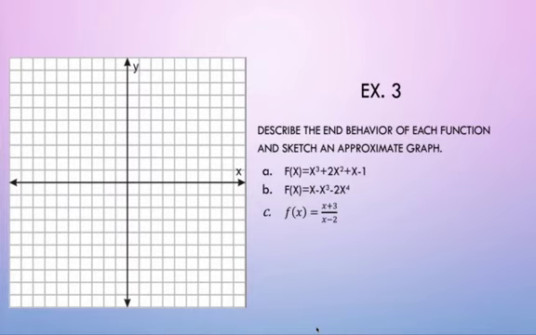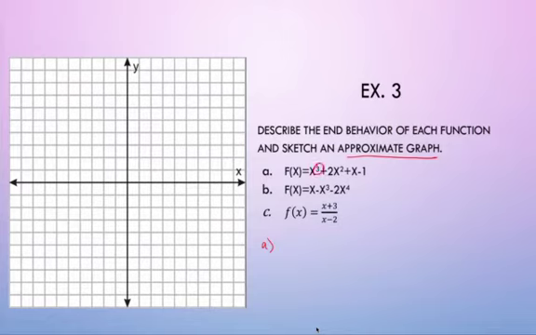Describe the end behavior of each function and sketch an approximate graph. So for A, x cubed plus 2x squared plus x minus 1. And when I say approximate graph, we're going very approximate here. I don't feel like actually picking numbers and plugging stuff in, so very approximate.